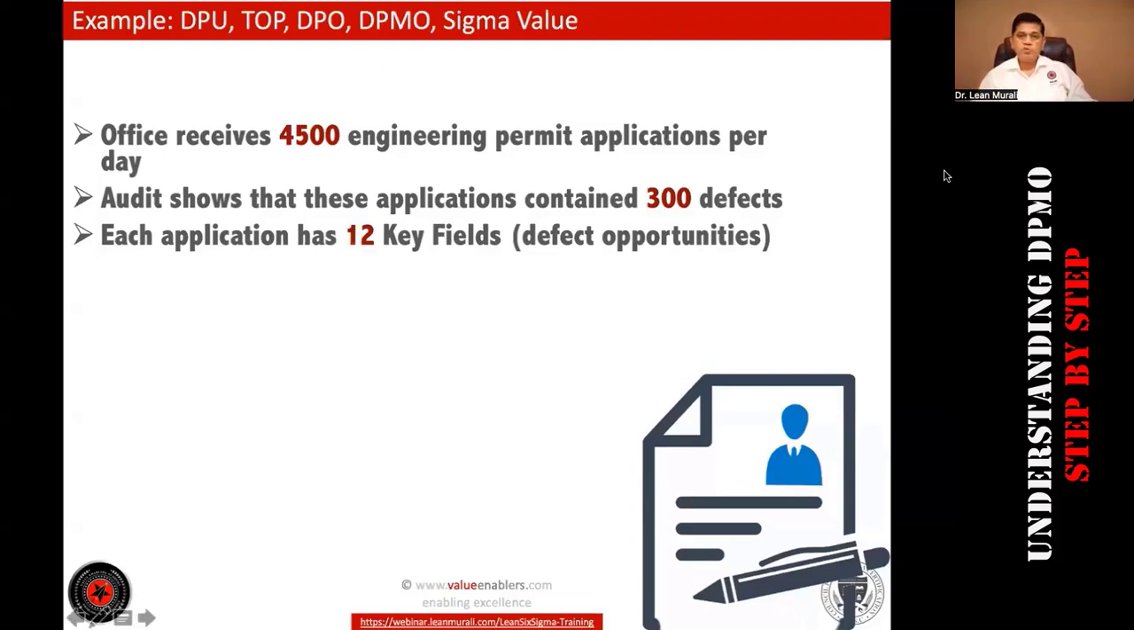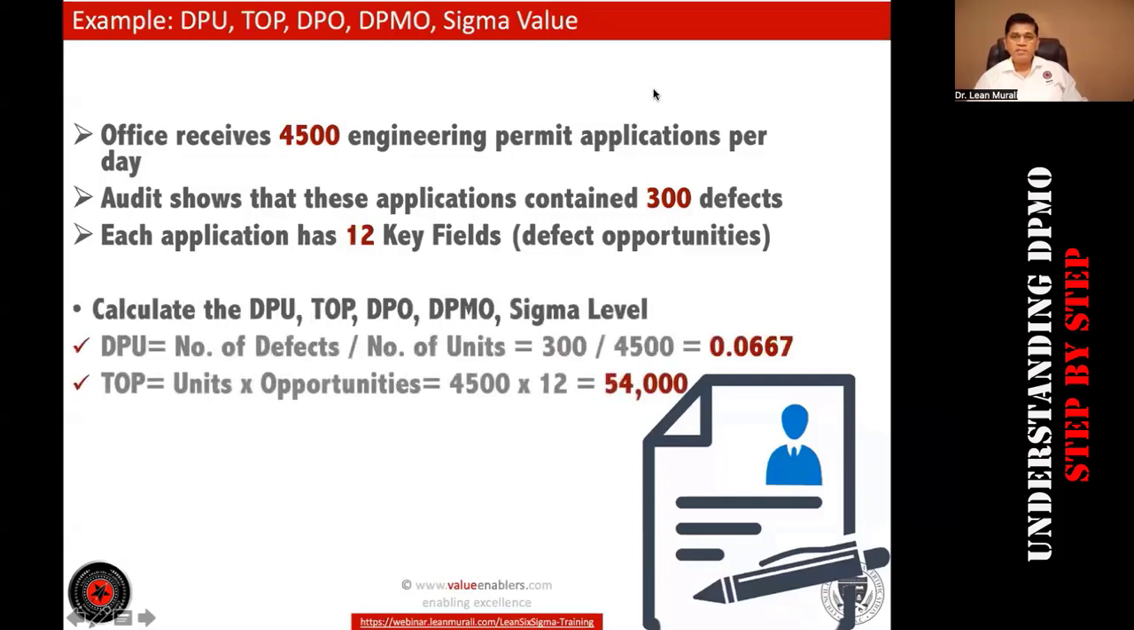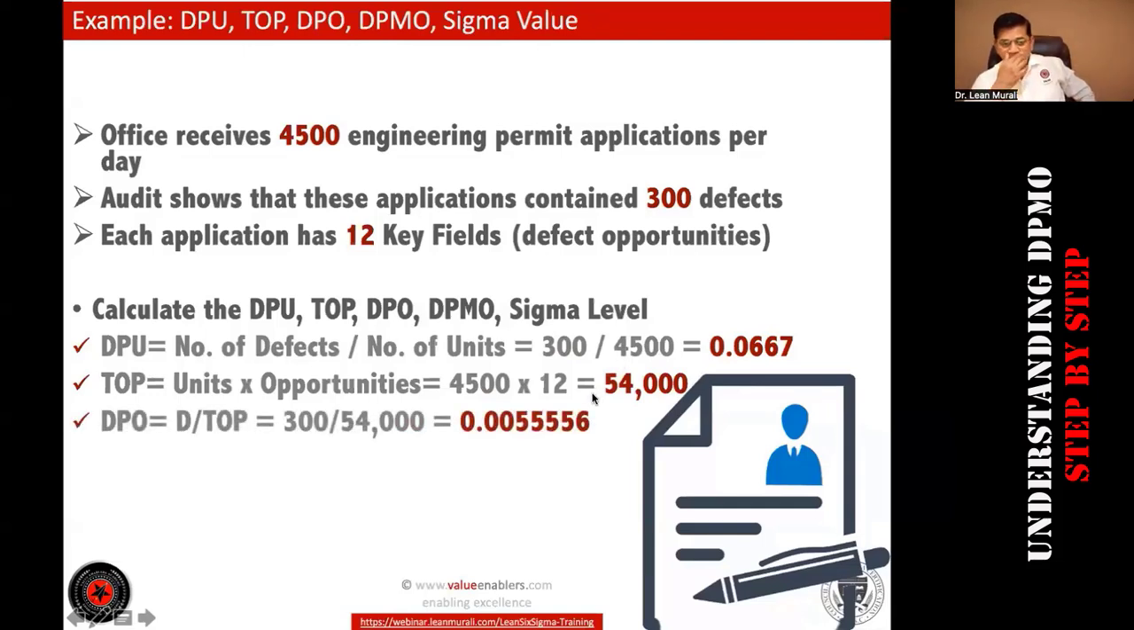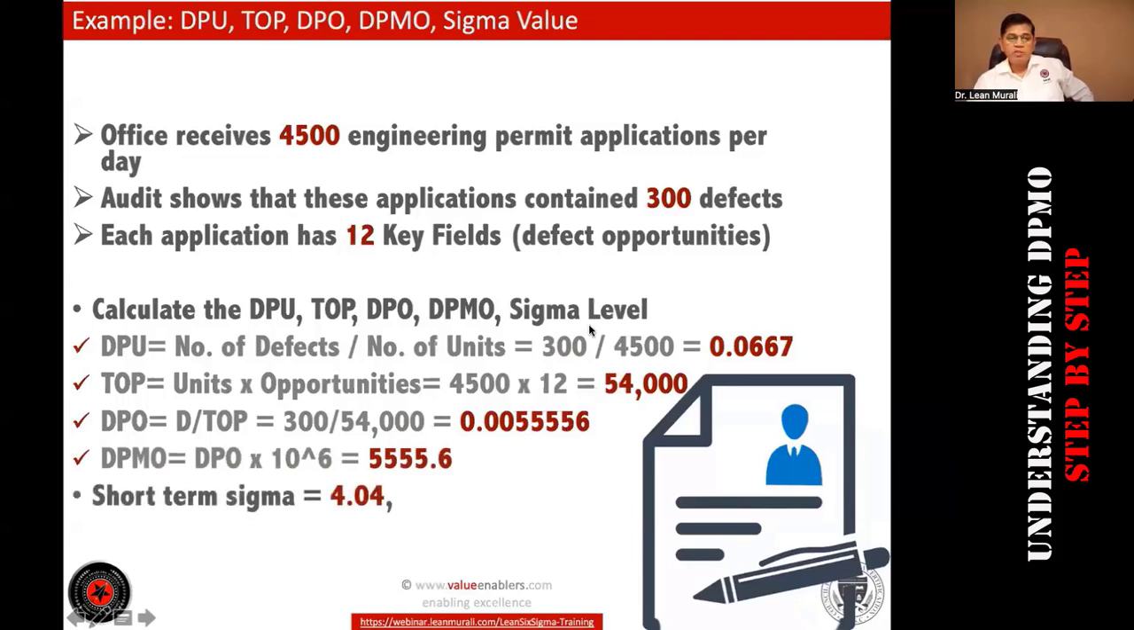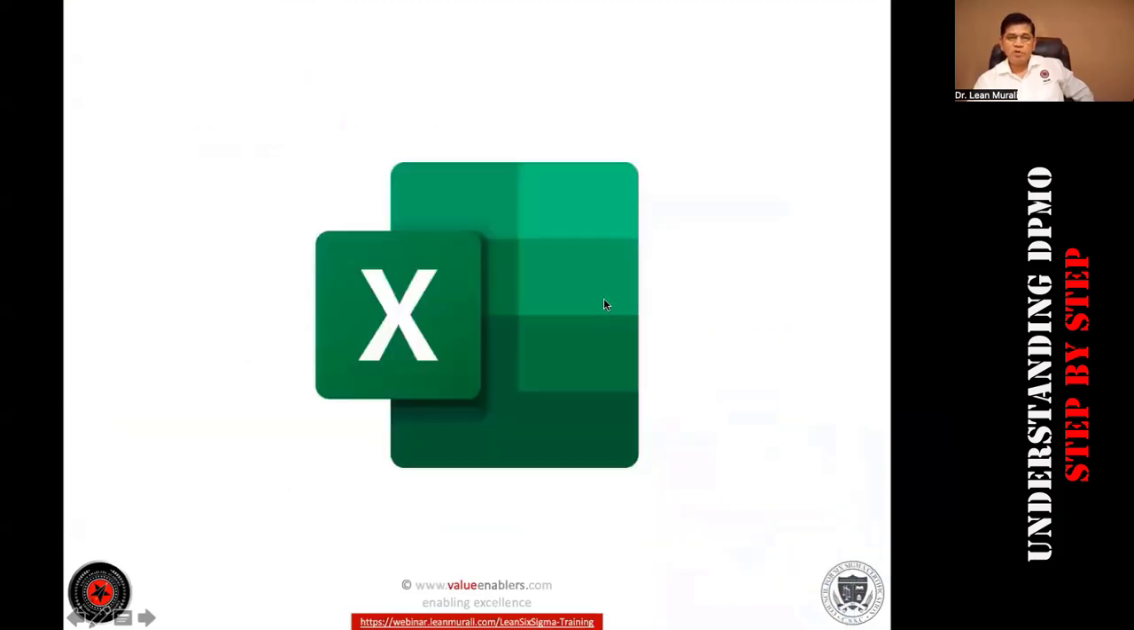So defects per opportunity is how much? You can just give me the formula. Defects per opportunity is 300 defects divided by the total number of opportunities, 12 into 4,500, and that times 10 power 6 is DPMO. Fantastic. DPU is 300 divided by 4,500, and the total number of opportunities is 4,500 into 12, which is 54,000. DPO is 300 divided by this, which is 0.5 percent. I think many people have given the right answer. Great. So DPMO is 5,555. The short-term sigma value is 4.04 in the long term. I'll explain short-term and long-term later.